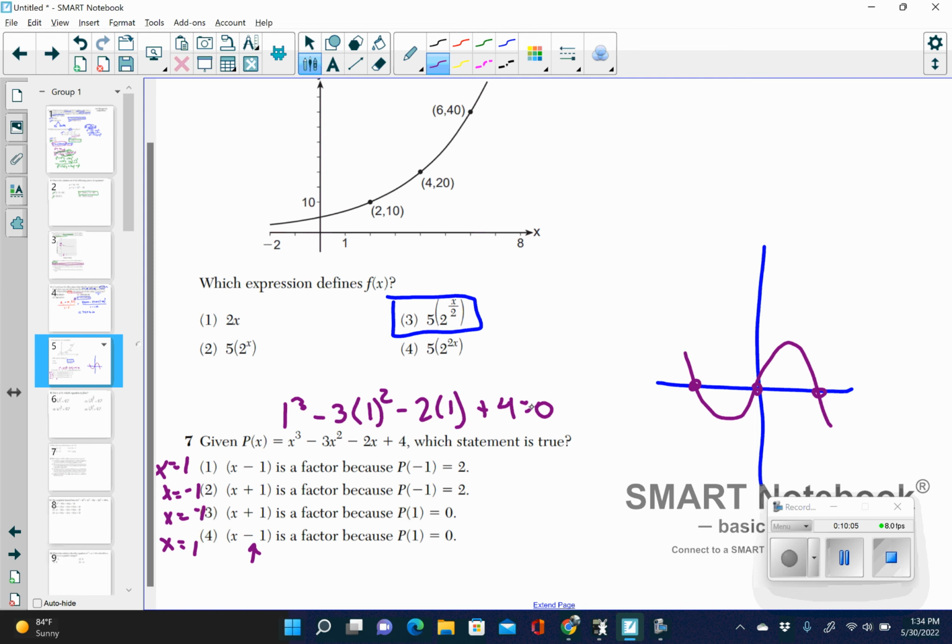So if it's 0, then that means that it is a factor, because if something is a factor, it has no remainder. So when I plug in x equals 1, I'm going to get a factor. That means that the answer choice has to be 4, because x minus 1 is a factor because p of 1, if I plug 1 in, which I just did, I get 0. That's exactly what this says. I don't get 2. So therefore, the correct answer is answer choice number 4.